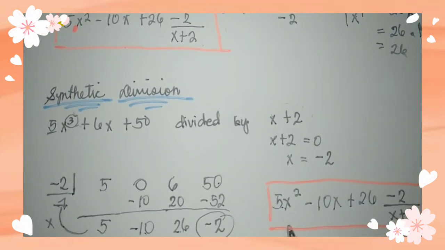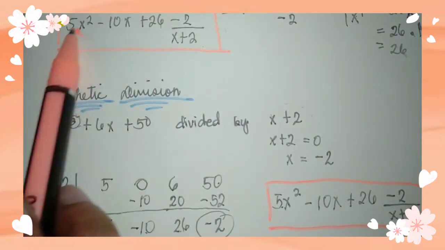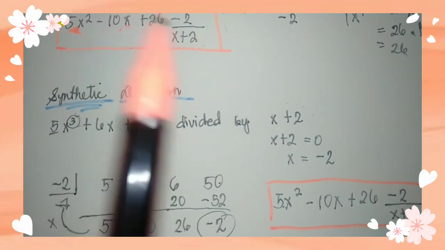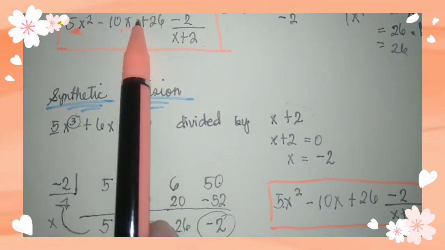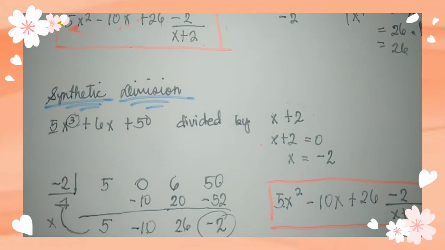We have 5x squared. Ito yung sagot natin kanina sa long division. Minus 10x, minus 10x. Positive 26, positive 26. And our remainder is negative 2 over x plus 2. Are they the same? Yes, they are. Pwede nating gamitin both long division and synthetic division in dividing polynomials.